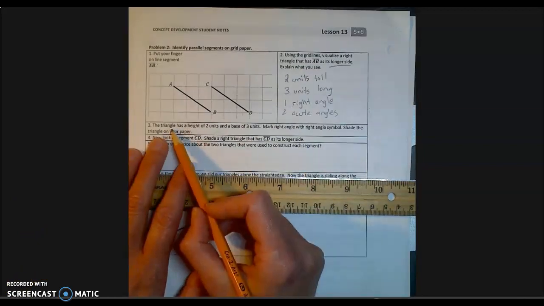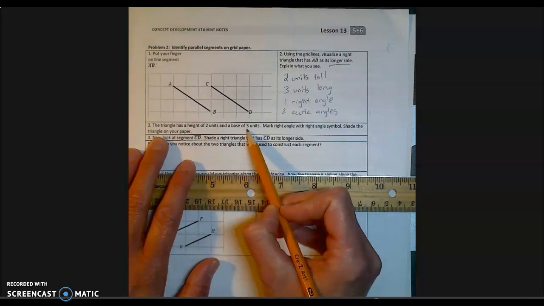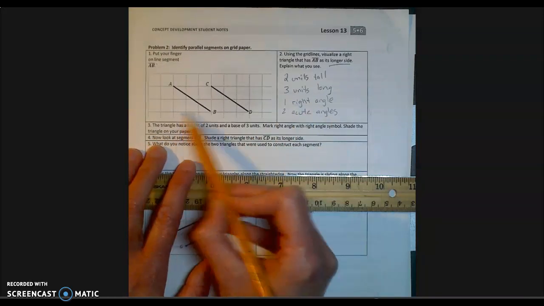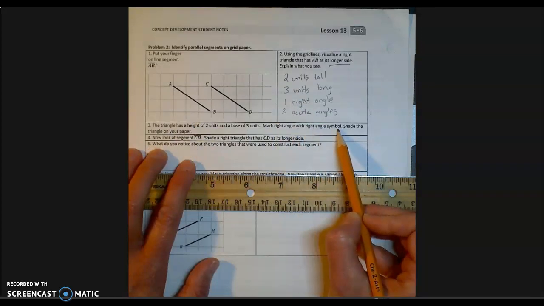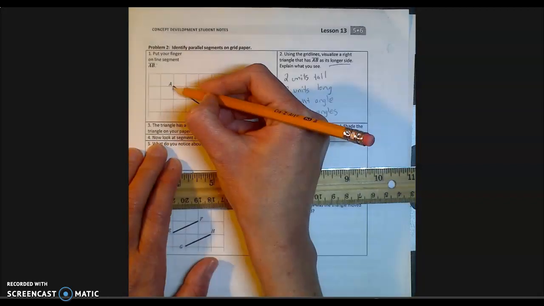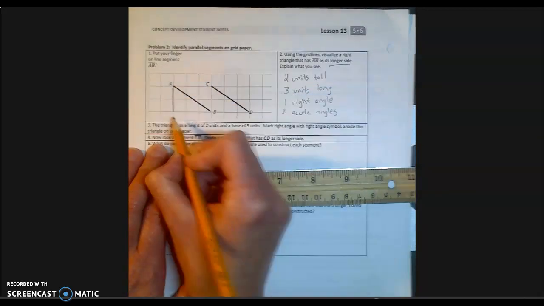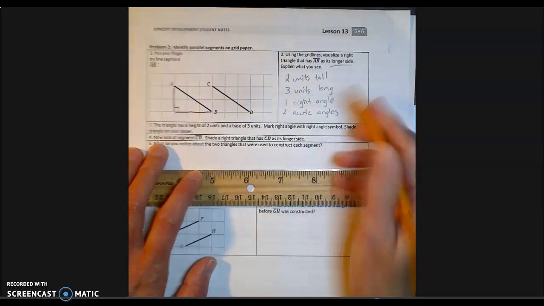So number 3, it says the triangle has a height of 2 units. We already showed that. And a base of 3 units. So right here would be our 3. It says mark a right angle with the right angle symbol. Shade the triangle on your paper. So right here. And there's our right angle.